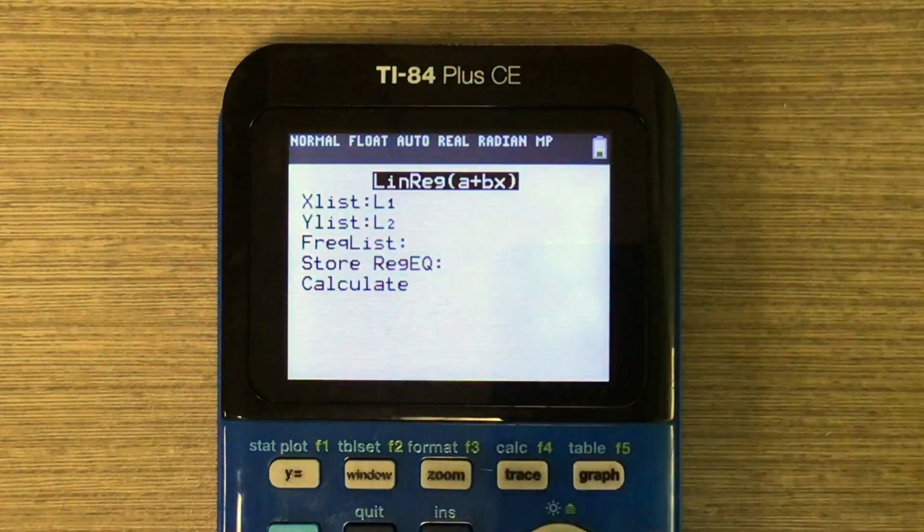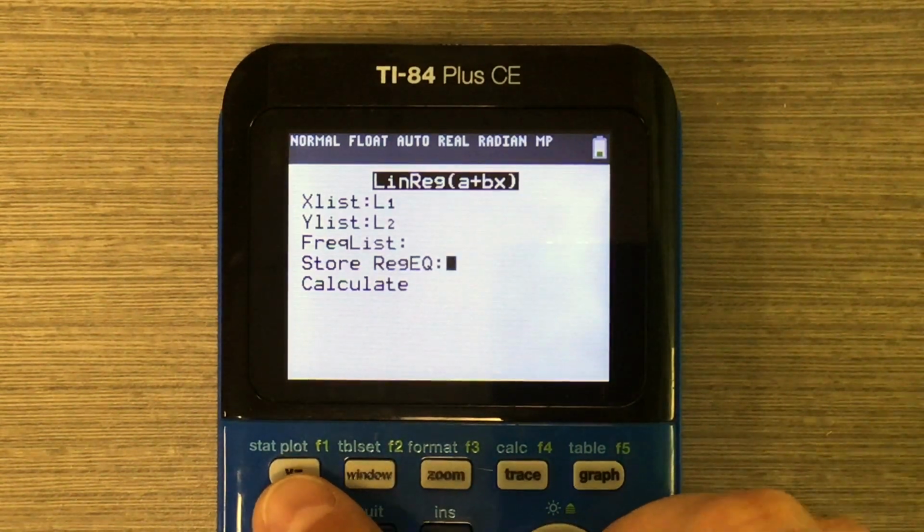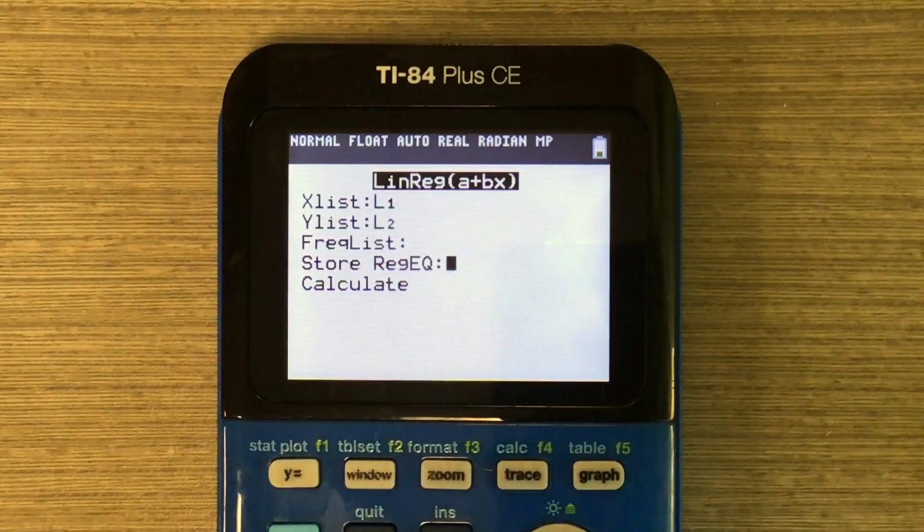Or you can actually add in another thing, which is you can store your regression equation. What it'll do is it'll store it in the y equals menu for you automatically. So when it generates the equation, it'll also stay there, which might be helpful in the future.